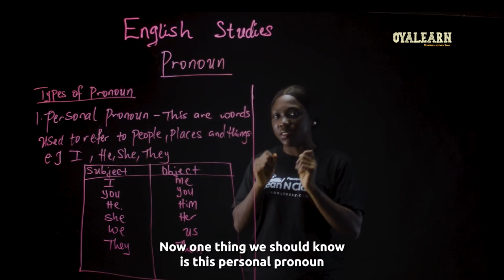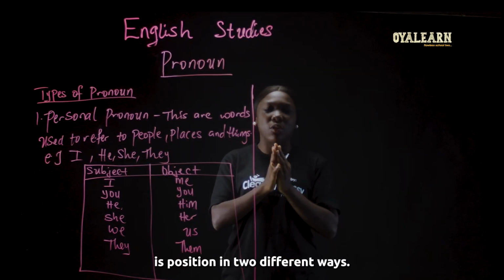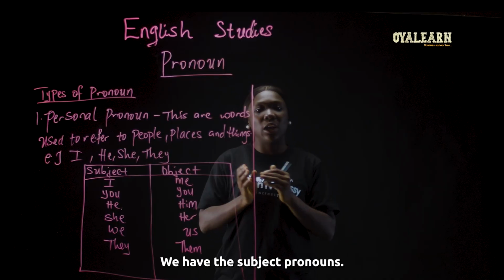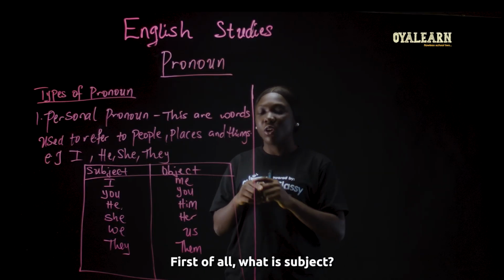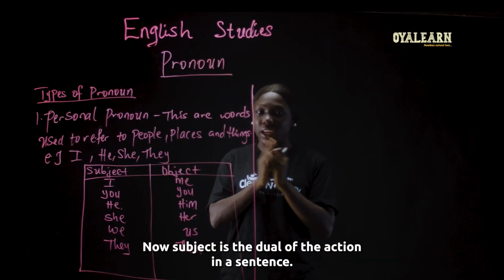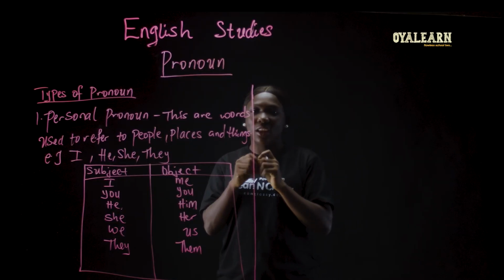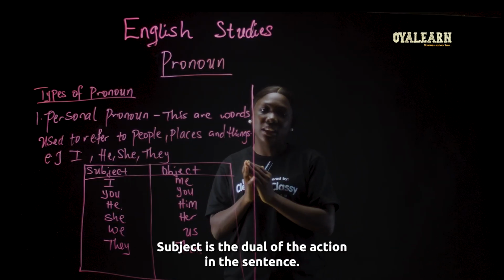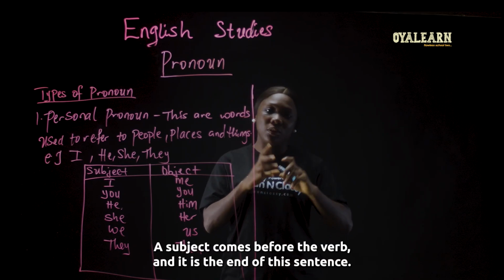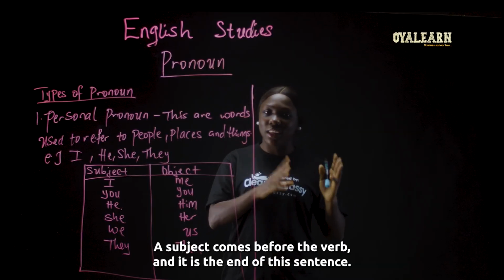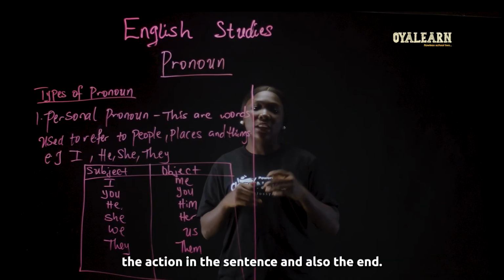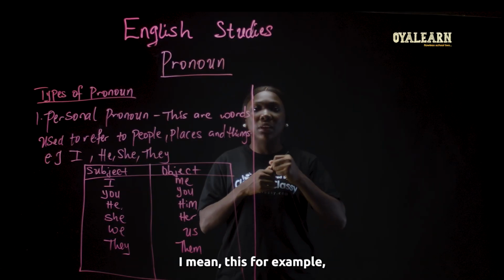Now, one thing you should know is this: personal pronoun is positioned in two different ways. We have the subject pronouns and we have the object pronouns. First of all, what is subject? What is object? Now, subject is the doer of the action in a sentence. Subject comes before the verb. A subject comes before the verb and it is the head of the sentence. So when I say subject is the doer of the action, and also the head, and it comes before the verb, I mean this.